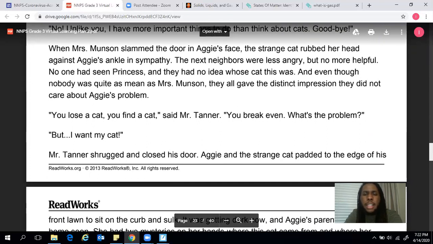The next neighbors were less angry, but no more helpful. No one had seen Princess, and they had no idea whose cat this was. And even though nobody was quite as mean as Mrs. Munson, they all gave the distinct impression they did not care about Aggie's problems. "Problem? You lose a cat, you find a cat," said Mr. Tanner. "You break even. What's the problem?" "But I want my cat." Mr. Tanner shrugged and closed the door.